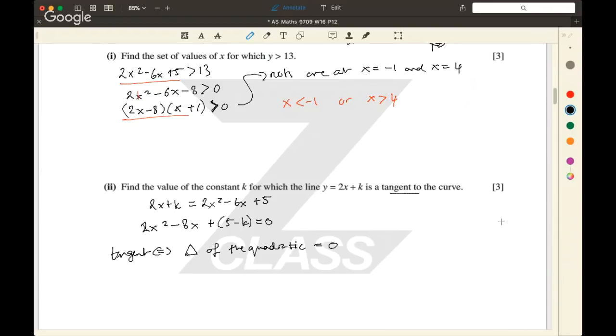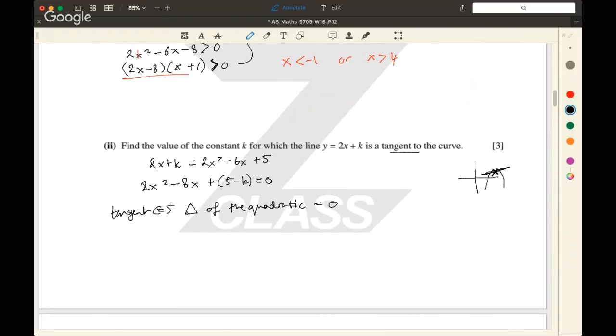And if that sounds a bit weird to you, then maybe go back and look at some of the previous videos where we talk about it in more detail, but essentially it means that there is one meeting point. So there's only one solution. And for that, the thing under the square root in the quadratic formula needs to be 0. So the discriminant is b squared minus 4ac. So that's 8 squared minus 4 times 2 times 5 minus k is equal to 0. And if you solve this, you'll get that k is equal to -3.